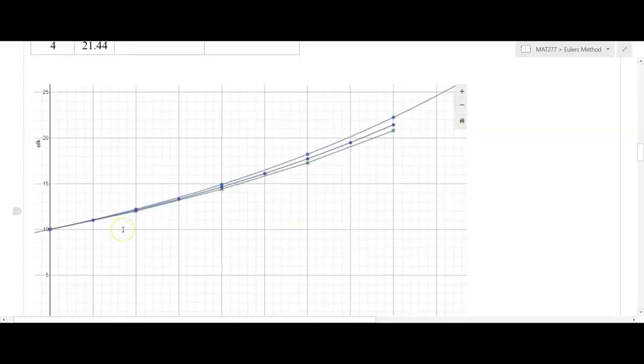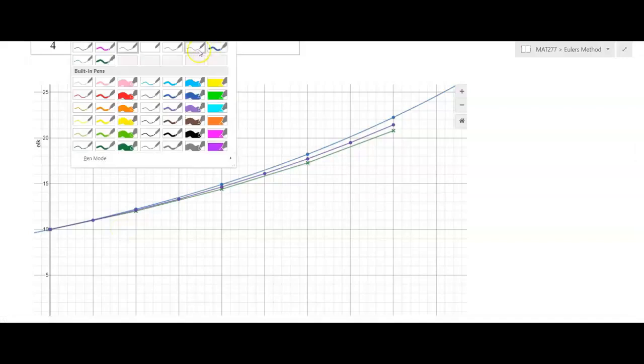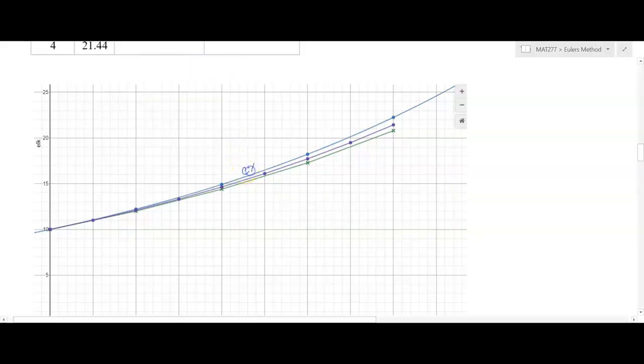But here are the 3 graphs once again, and you can see that on top we have the exact solution. So this one is the exact, and that once again was y of t equals 10e to the 0.2t. Down here we had the estimate for delta t equals 1 year.